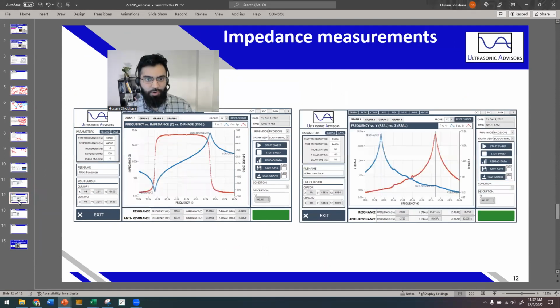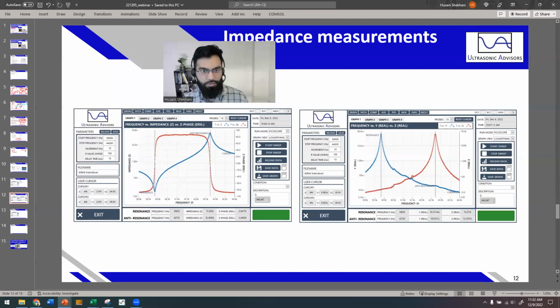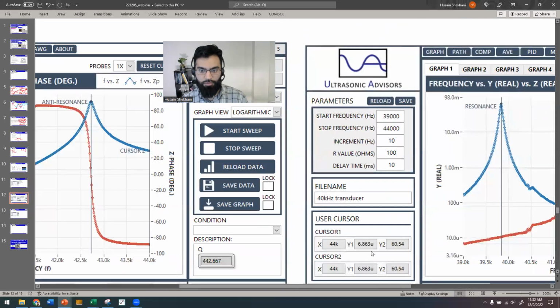Then the next one is the impedance measurement. So this is the resonance response. Let me move this here. Okay.